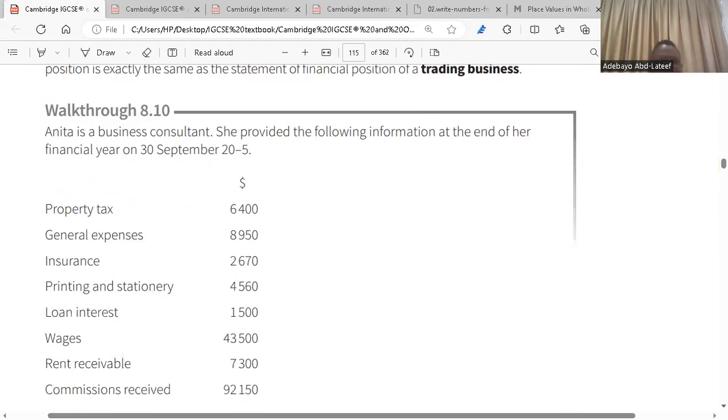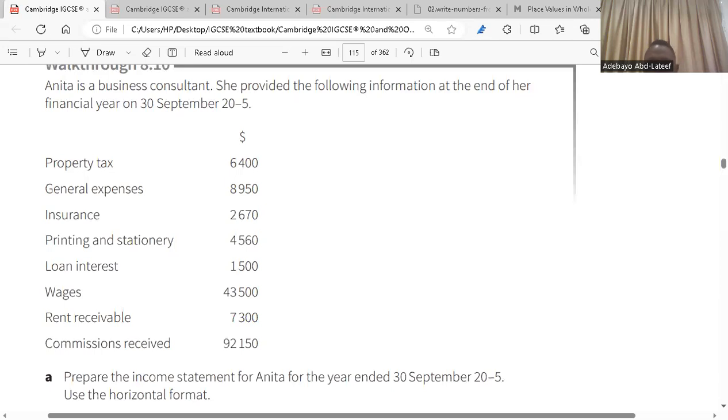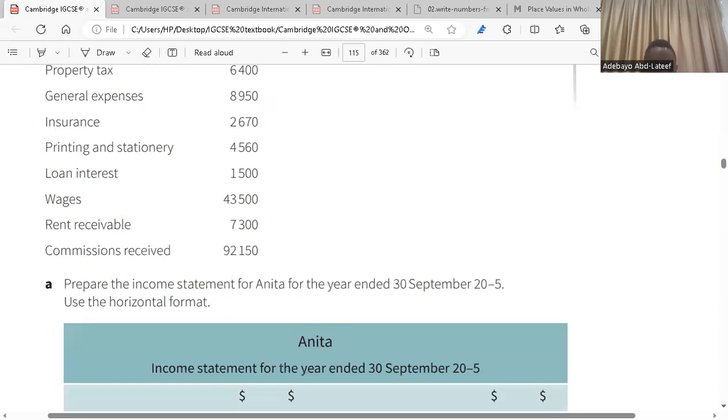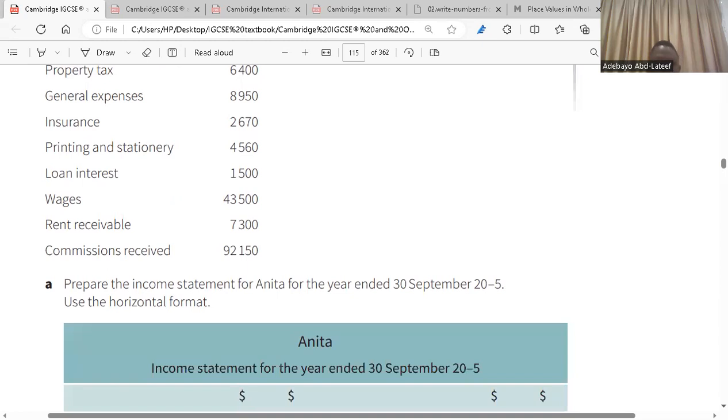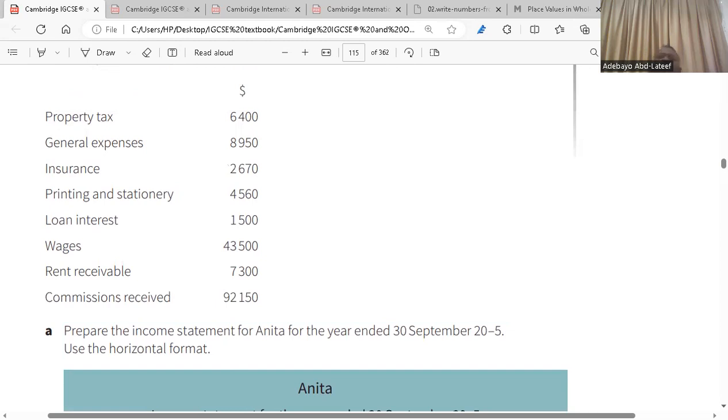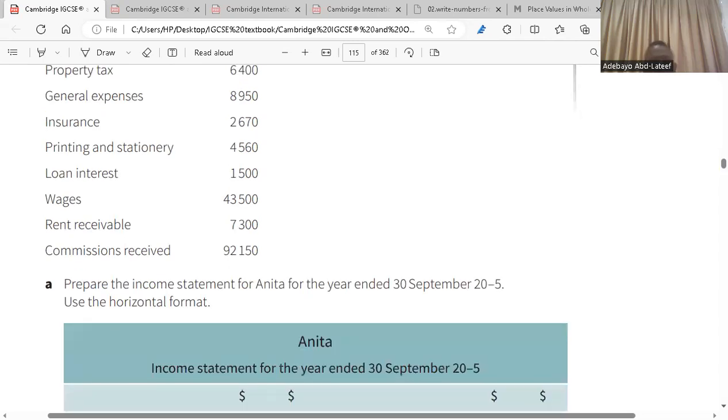So here we have, they say Anita is a business consultant. She provided the following information at the end of her financial year: property tax, general expenses, insurance, printing, loan interest, wages, rent receivable, commission received. Prepare the income statement for Anita for the year ended. So with what we have, property tax is an expense. It stays on the debit side. General expenses, debit side. Insurance, debit side. Printing and stationery, debit side. Interest, debit side. Wages, debit side. Rent receivable, income on the credit side. Commission receivable, income on the credit side.